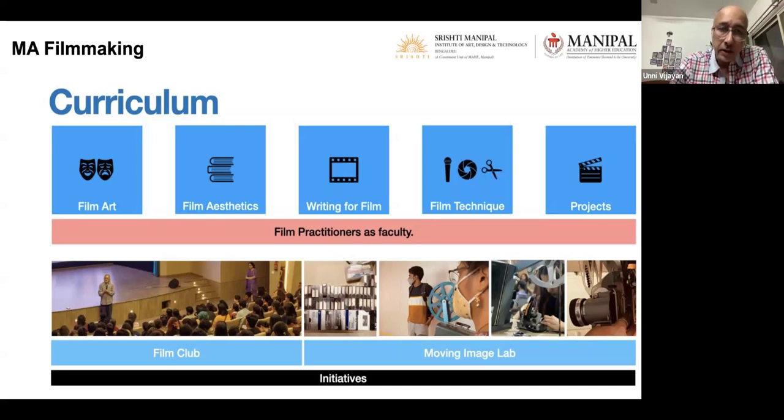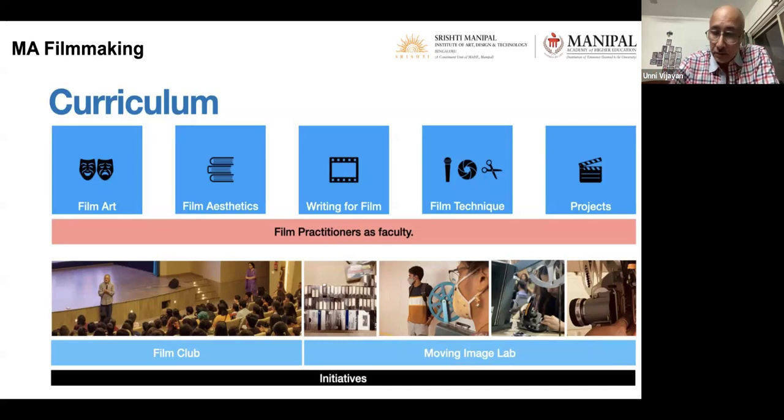The faculty in Srishti are essentially film practitioners. They're ones who have made films. They have multiple awards, and so for them, teaching is strongly connected to their own practices.